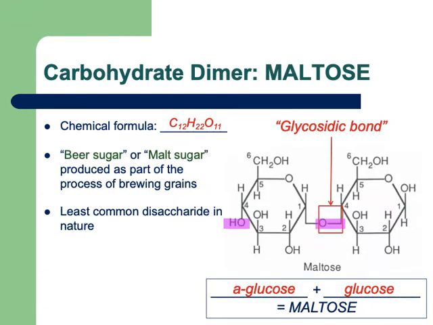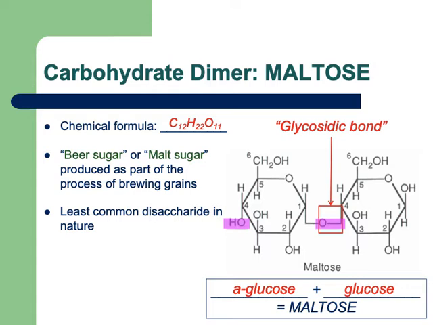Now let's talk about our last carbohydrate dimer or disaccharide. There's two sugars bound together. Remember, a dimer is when two monomers, the smallest units, are bound together to form a dimer. When it comes to carbohydrates, we have two monosaccharides being bound together to form a disaccharide. This one's called maltose, and the chemical formula is exactly the same as sucrose and lactose, and it's C12H22O11. The only thing that differs is the chemical structure, which we'll look at in a few minutes.